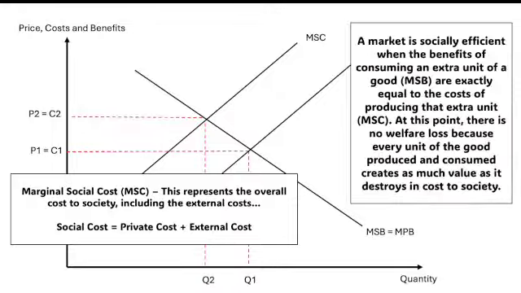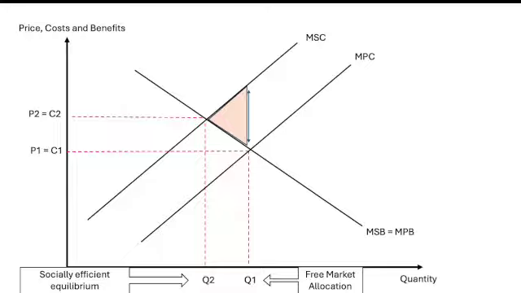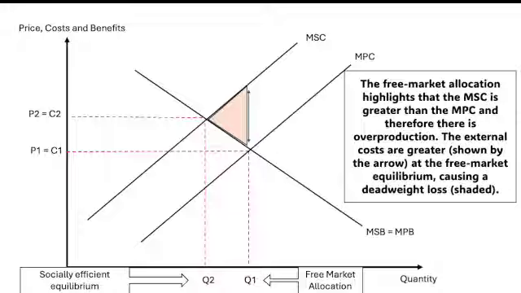What we really want is for it to be socially efficient at Q2, because at Q2 is where marginal social cost equals the marginal social benefit. This is where the market failure is taking place, because it is being overproduced. It's being overproduced at Q1, where it'd be more socially efficient at Q2. And this is why we have the deadweight loss. The free market allocation Q1 is greater and overproduced compared to Q2, the socially efficient equilibrium. As we can see by the arrow, that arrow represents the external cost at that free market allocation, and the deadweight loss is really pointing to the socially efficient equilibrium of Q2.